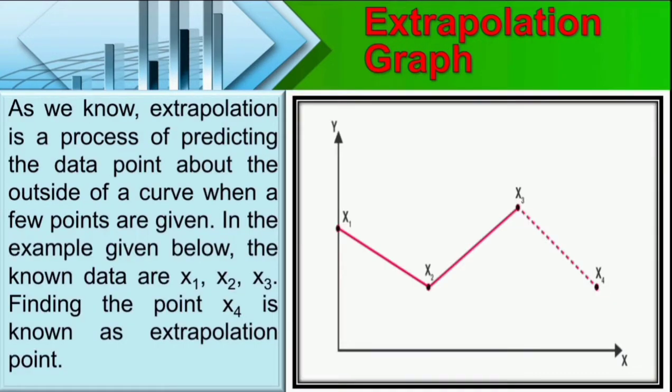Extrapolation graph. As we know, extrapolation is a process of predicting a data point outside of a curve when a few points are given. In the example given below, the known data are x1, x2 and x3. Finding the point x4 is known as the extrapolation point.